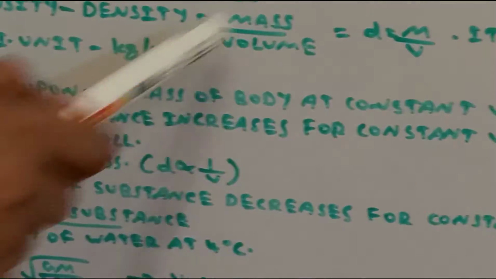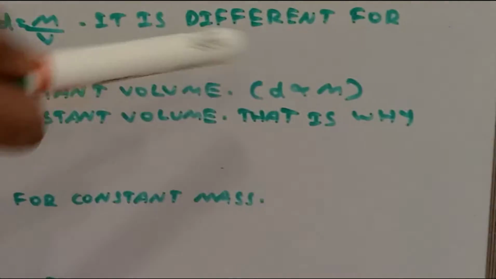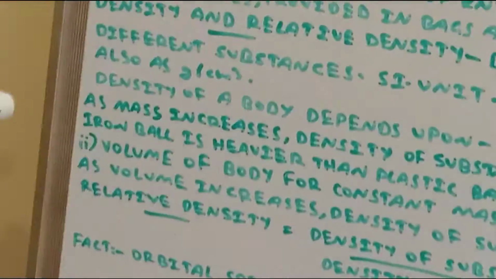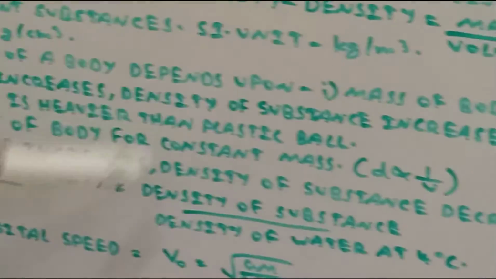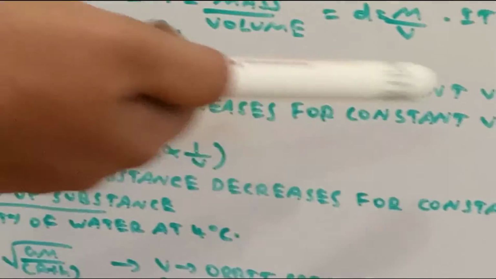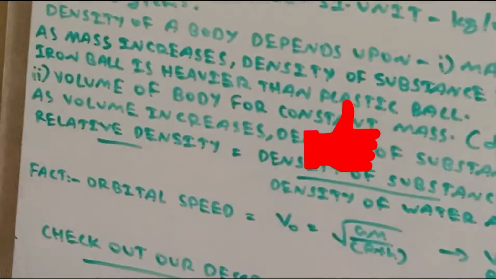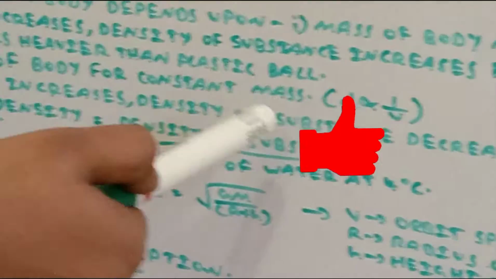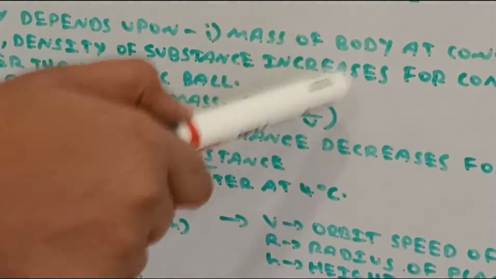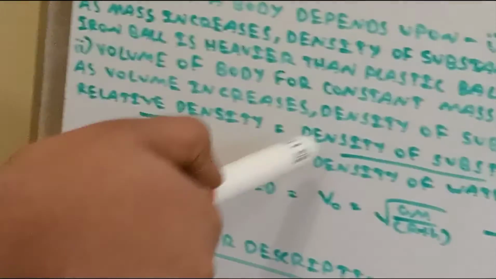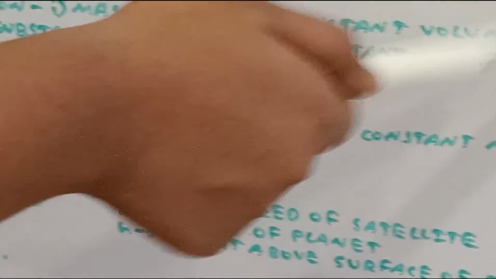Density of a body depends upon two cases. The first is the mass of a body at constant volume, that is D is directly proportional to m. As the mass increases, the density of the substance increases for constant volume. That is why an iron ball is heavier than a plastic ball. The second is the volume of the body for constant mass, that is D is directly proportional to 1 by V. As volume increases, the density of the substance decreases for constant mass.